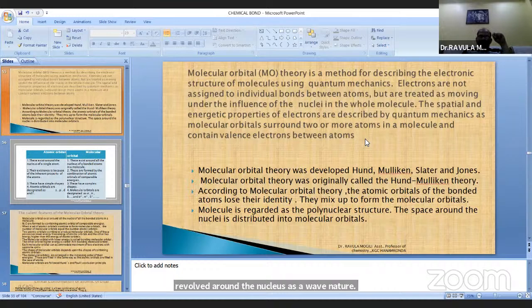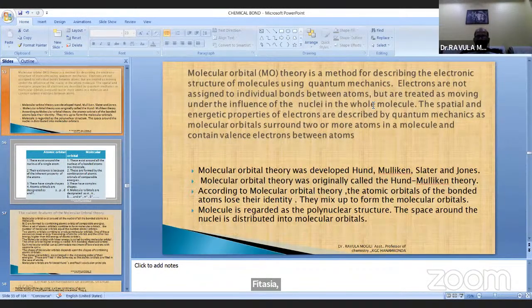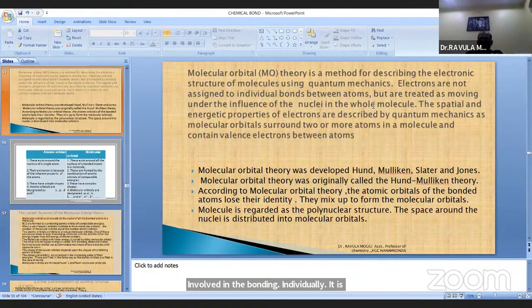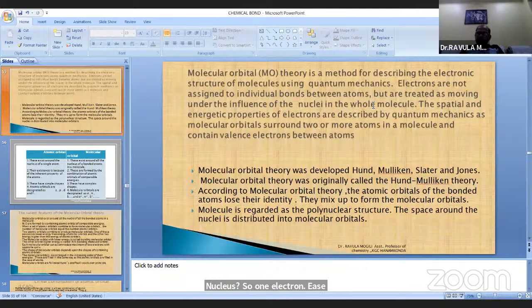So this wave nature is explained by quantum mechanics. Here electrons are not assigned to individual bonds between atoms, but are treated as moving under the influence of the nuclei in the whole molecule. What is this about? If an atom has electrons, these electrons are not involved in bonding individually. One electron is associated with all the nuclei present in a molecule.